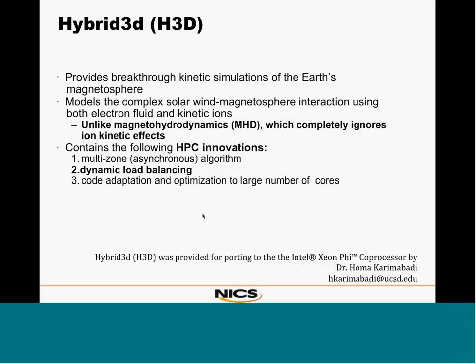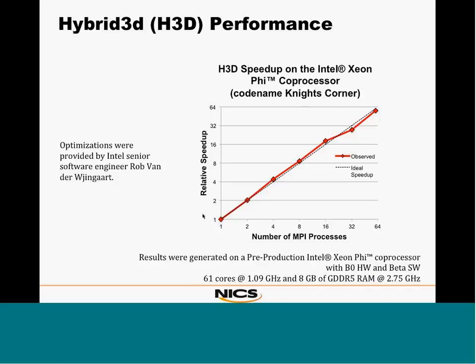All right, this is the magnetohydrodynamics code, or the magnetospheric physics code. One of the things that really is interesting about this is that it's MPI-only code and uses dynamic load balancing, and yet we were still able to scale it to a very high number of cores. This is 61 MPI processes on a given KNC card.